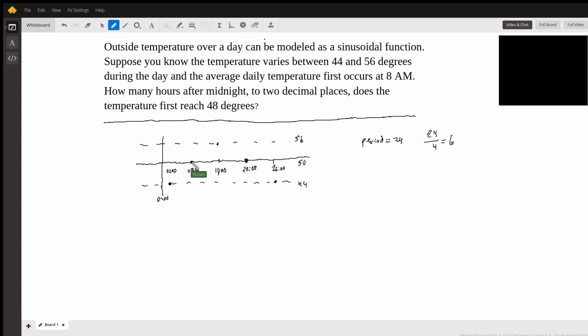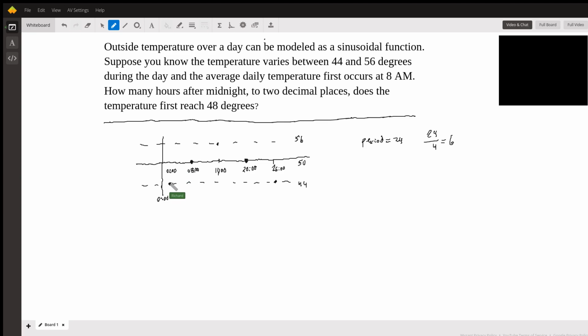And we're given this point, 8 a.m. It's at the midline. So that's what makes it hard. So the 24 hours, we know that we're going to break this up into 4 pieces, and each jump is going to be 6 hours long. So if I take the 8:00 and go back 6, it's at 2 in the morning.